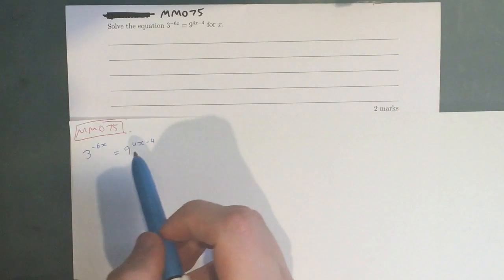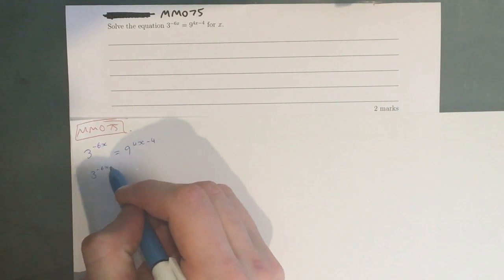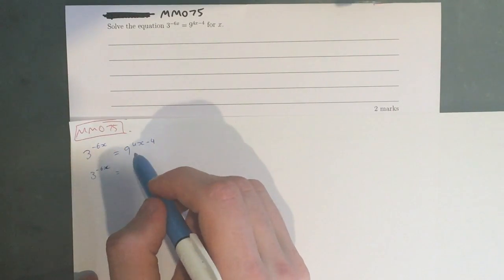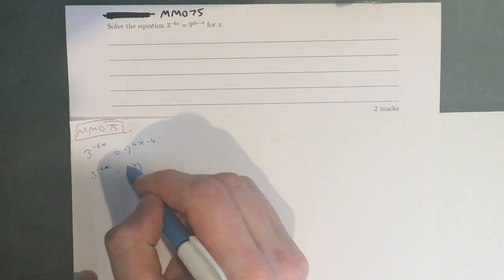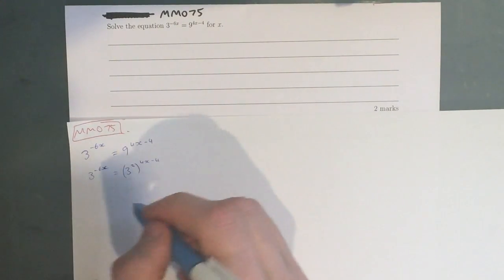So the thing that we have to recognize is that 9 is a square of 3. And whenever you get a question like this, it'll be something very similar to this that will allow you to complete the question. So 9 we know is 3 squared. So this is the same thing. They're equal to each other.